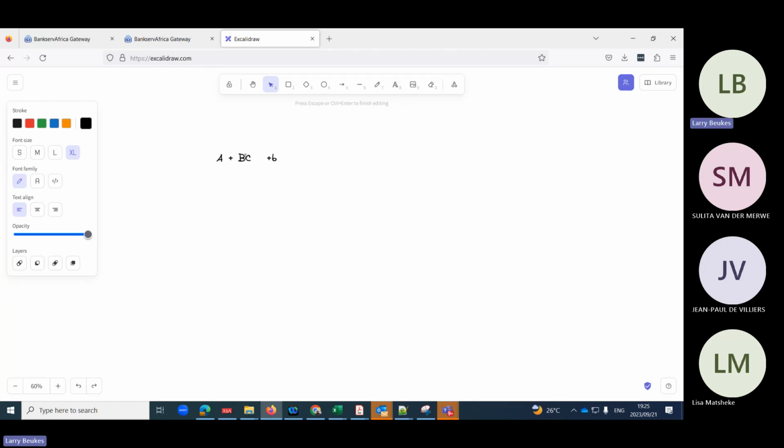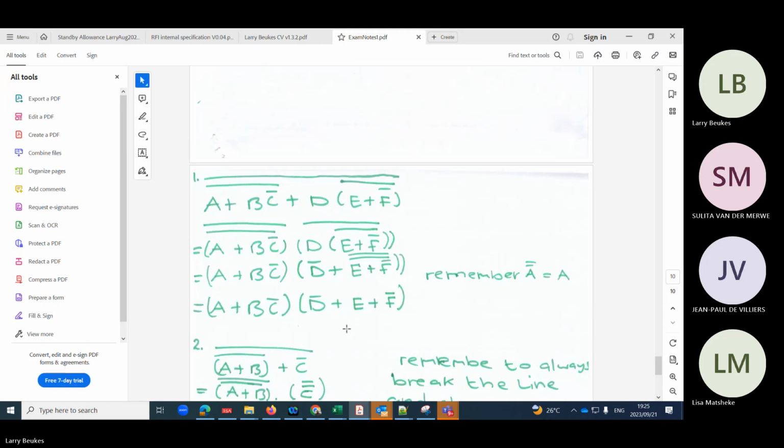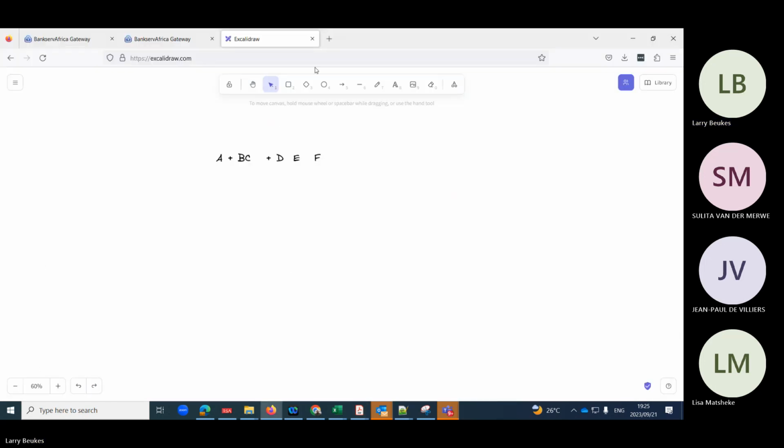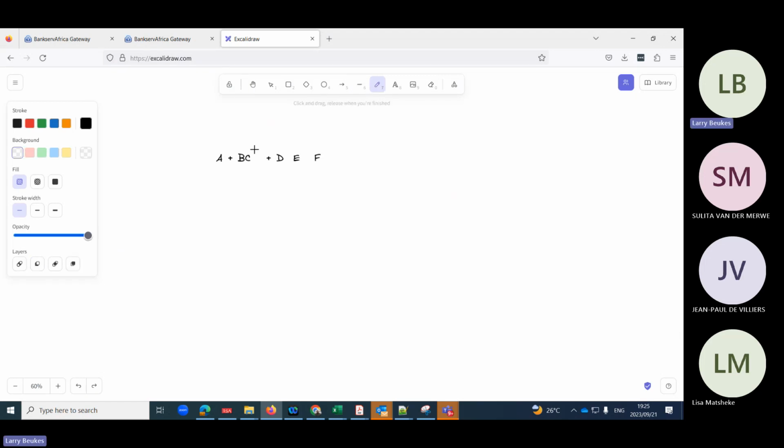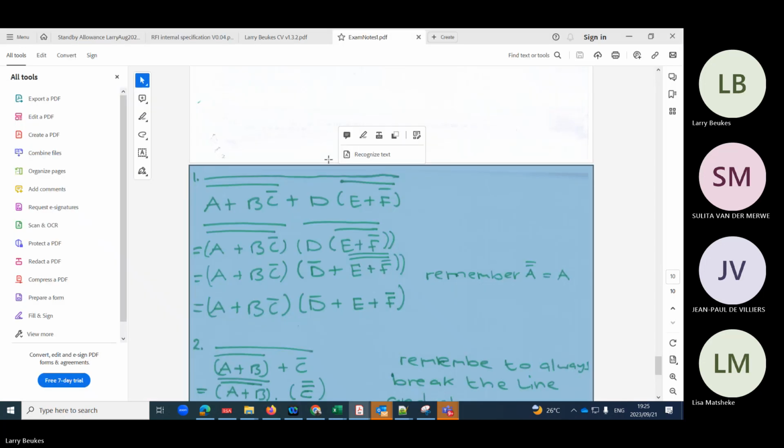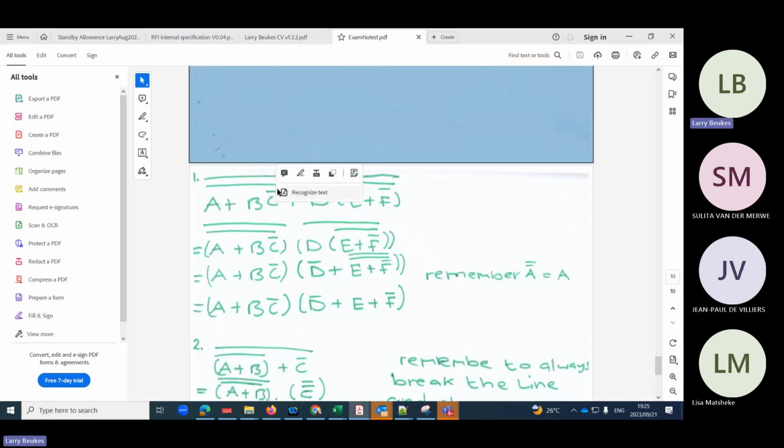Come on, plus D, E, F, okay. Let's see on tab. Then we know it's A plus BC naught, A plus BC naught, BC naught. Yeah, A plus BC naught, plus BC naught, everything complemented. Then we complement that.